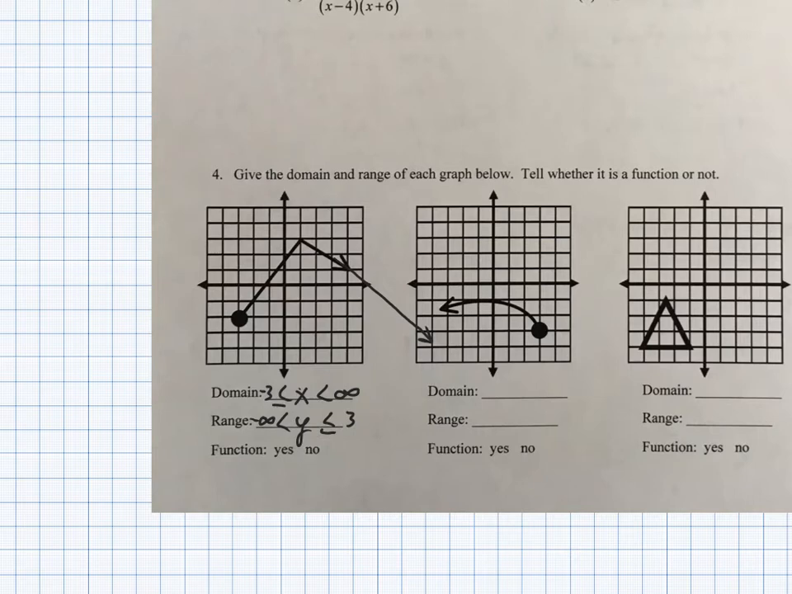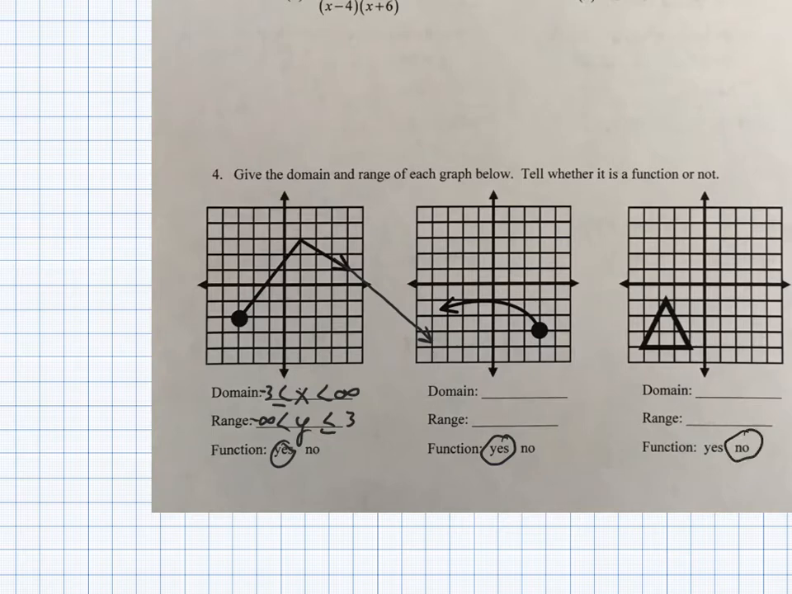The next one, once you realized how tricky the first one was, this one is a little bit easier to figure out. What's going on with this graph? The first one is a function, the second one is not. This one is a function. This one is not a function.